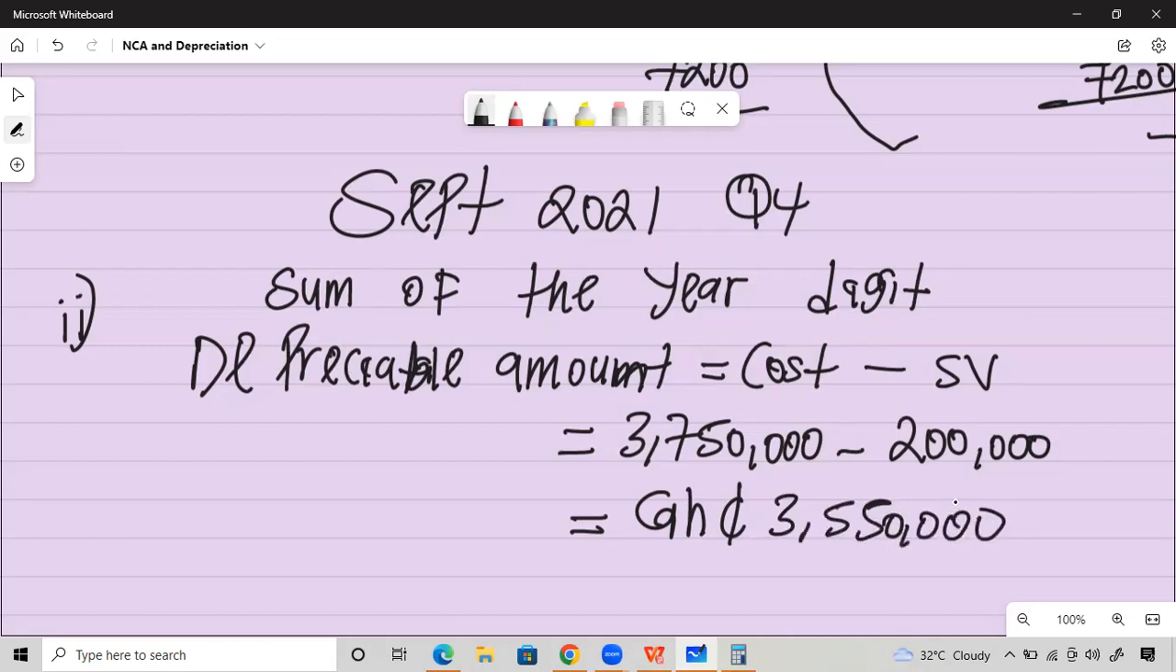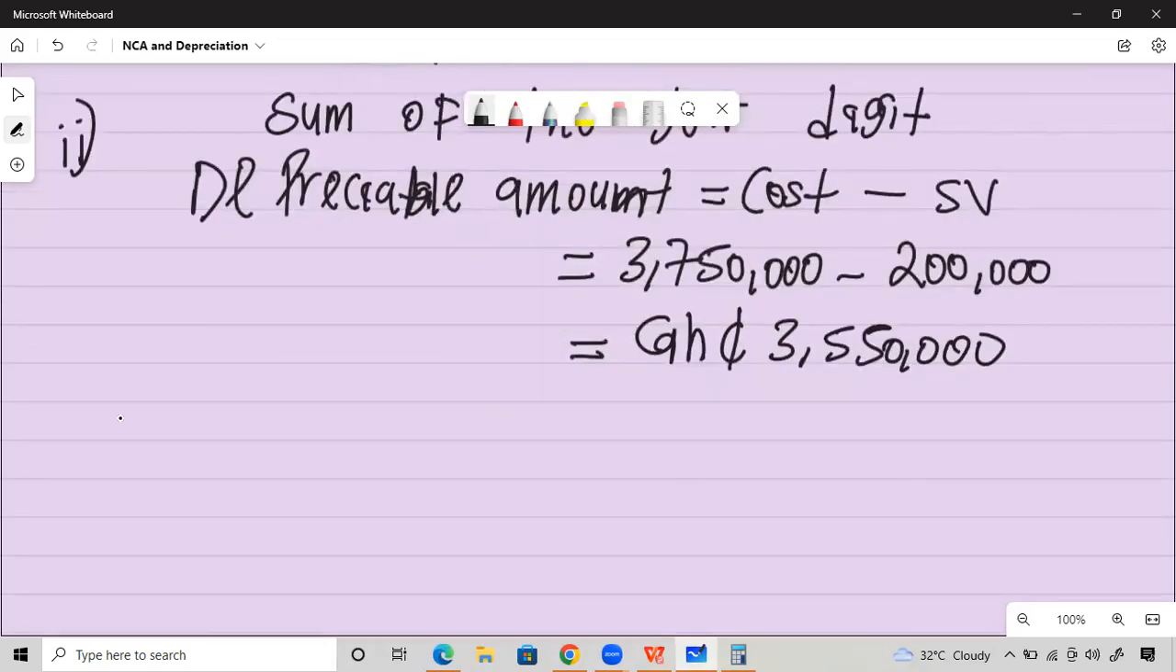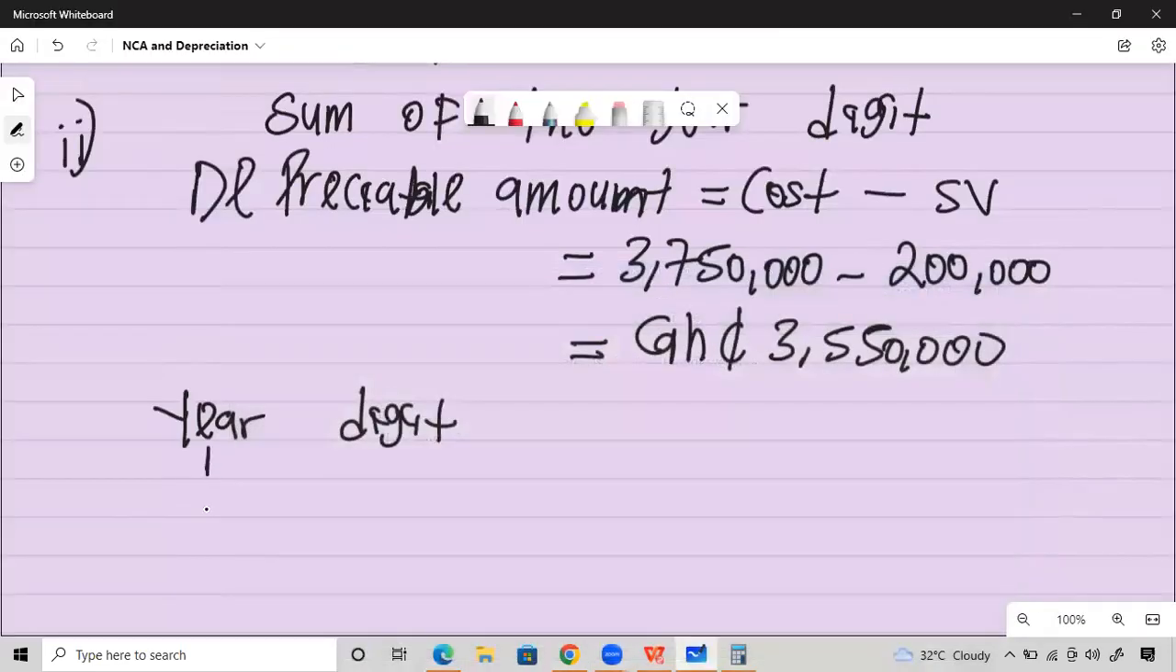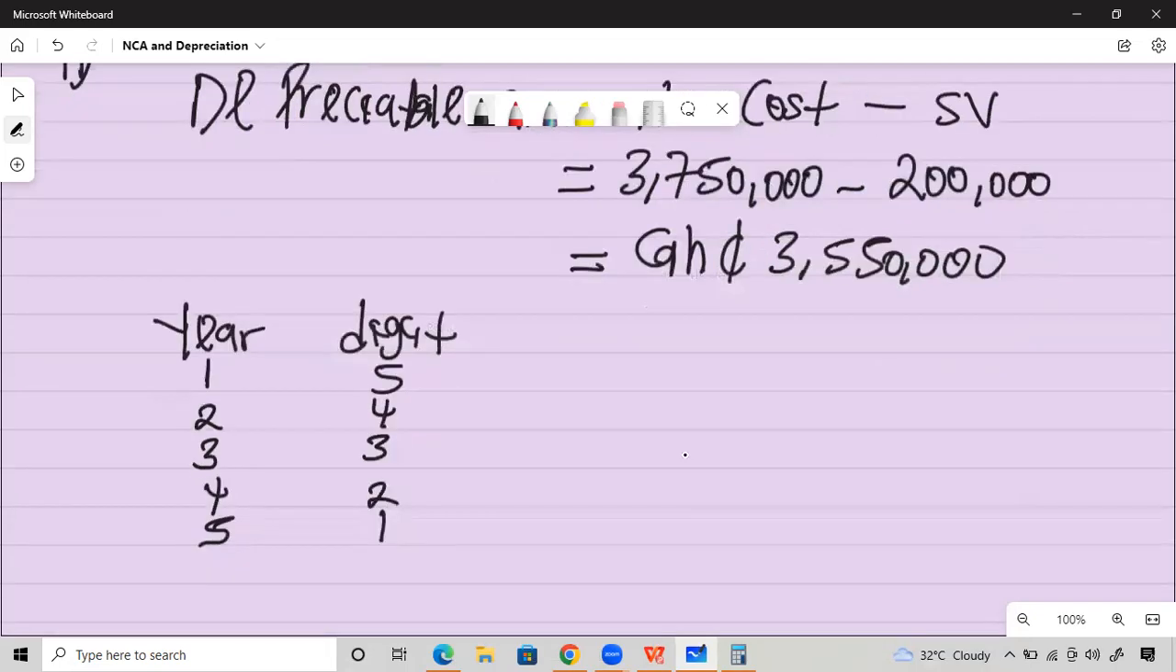You now want to calculate the depreciation, just like the way we just finished. You say year, and you also say how many years it is to be used. It's 5 years. Everybody can see it from here, 5 years. So I will say 1, 2, 3, 4, and also 5. This will now be 5, 4, 3, 2, 1. So what's the total now? This is 9, this is 12, and everything is 15.